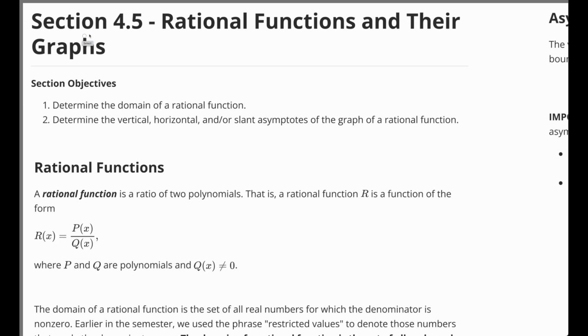All right, so this is going to be a video about rational functions and their graphs. There's going to be a lot we're going to look at here. Namely, we're going to determine the domain of a rational function. Before that, we're actually going to talk about what a rational function even is. Then we're going to determine the vertical, horizontal, and/or slant asymptotes of the graph of a rational function.